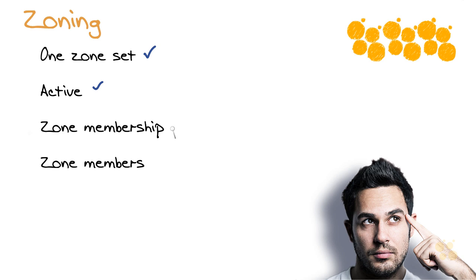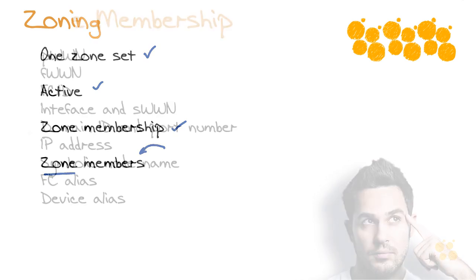A zone can be a member of more than one zone set, and of course, the zone itself consists of multiple zone members. Members in a zone can access one another. Members in different zones cannot access one another.